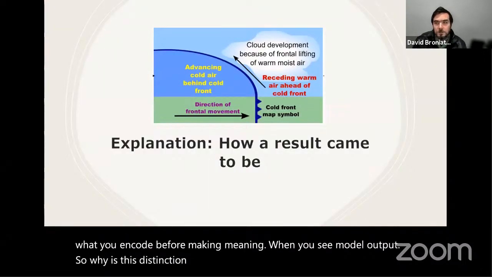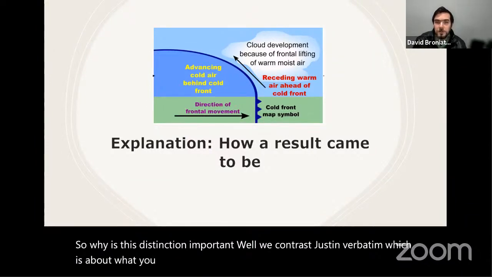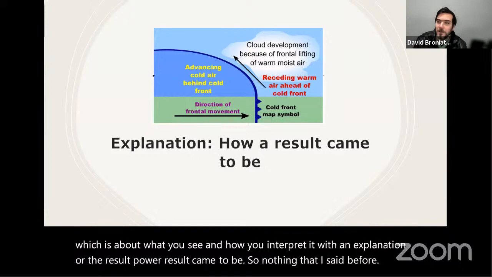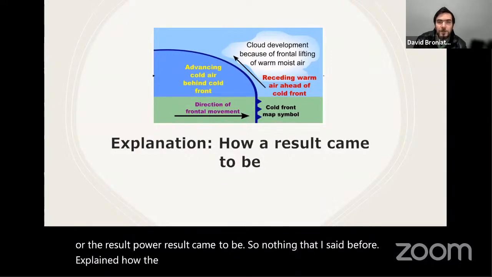Well, we contrast gist and verbatim, which is about what you see and how you interpret it, with an explanation, or the result, how a result came to be. So nothing that I said before explained how the model decided that 4.77 meters per second was the right answer.